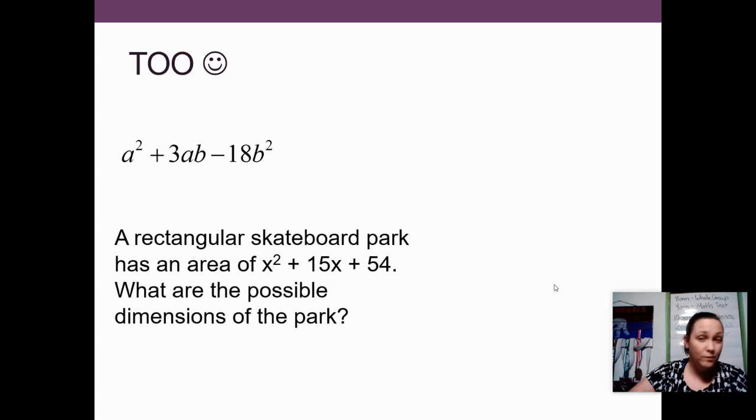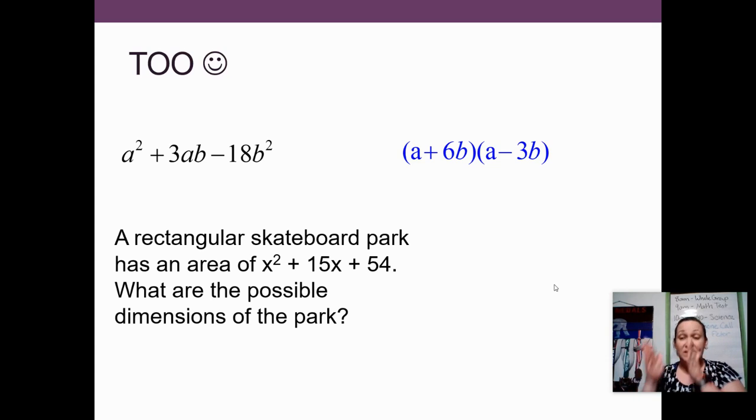All right, I hope you got a plus 6b and a minus 3b for that first one. Notice that we have the b's at the end of the parentheses, just like we have the b squared at the end of the problem. And the a's are at the beginning, just like we have an a squared at the beginning.